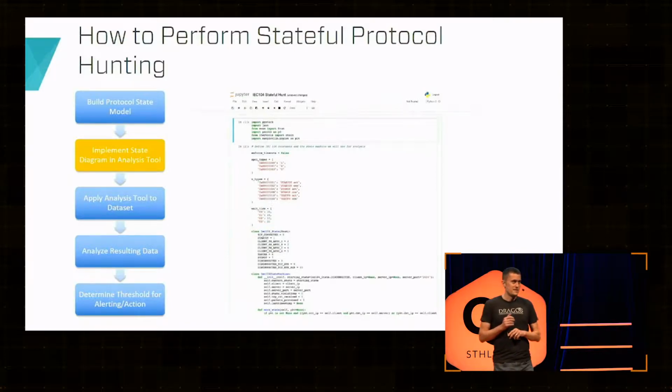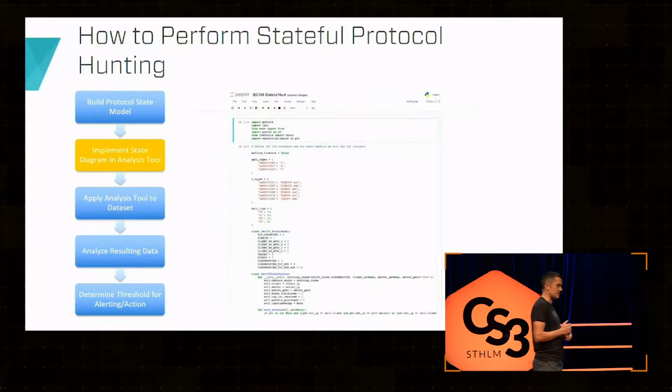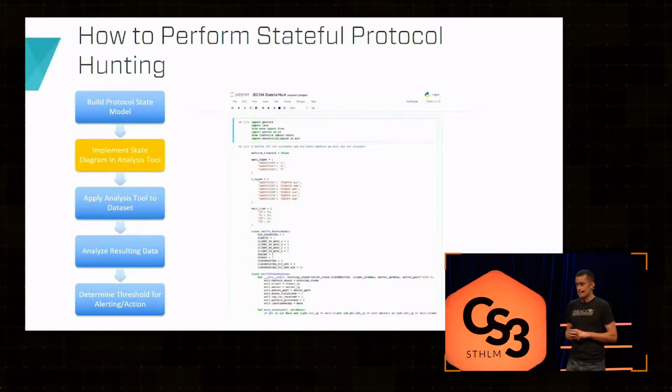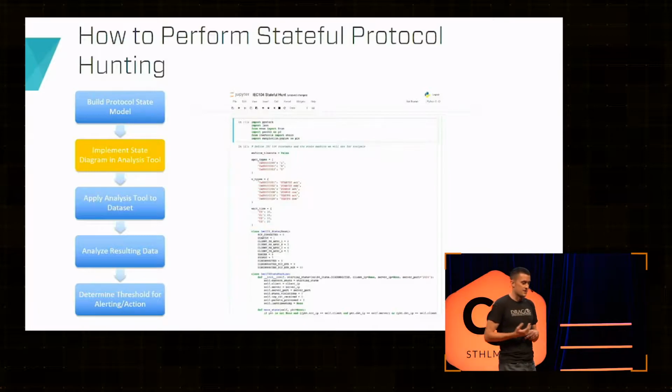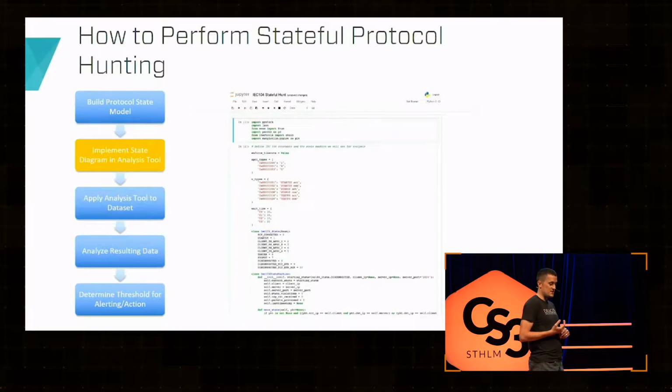Most universities teach this in their computer science departments in the second year. This took about a day and a half to write. It's about 300 lines of Python code in a Jupyter notebook. But it's just taking that state model and actually putting it in a form that the computer can run analysis on.